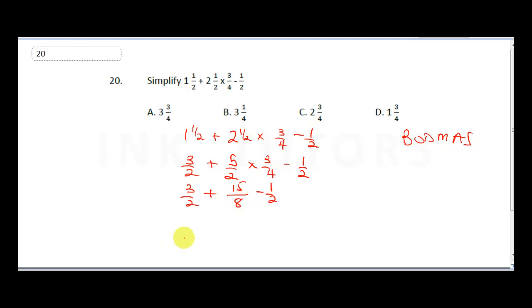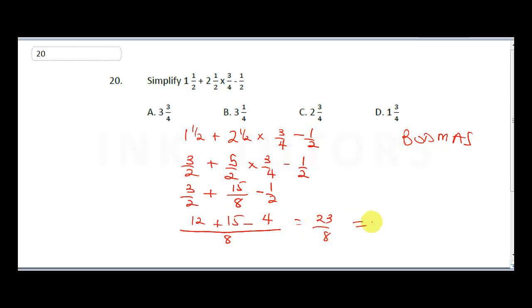So I can now do this on the same LCM. So this will be 8. So 8 divided by 2, we have 4. 4 times 3, we have 12 plus 8 into 8 is 1. 1 times 15 will be 15 minus 8 into 2, that will be 8 divided by 2 will give us 4. 4 times 1 will be 4. So we have 12 plus 15 minus 4. That will give us 12 plus 15 will give us 27. 27 minus 4 will give us 23 over 8.